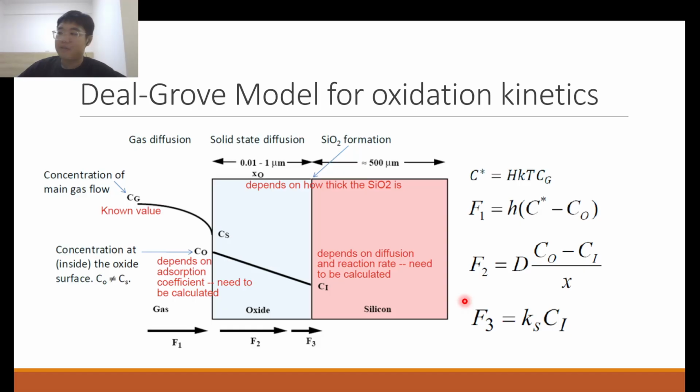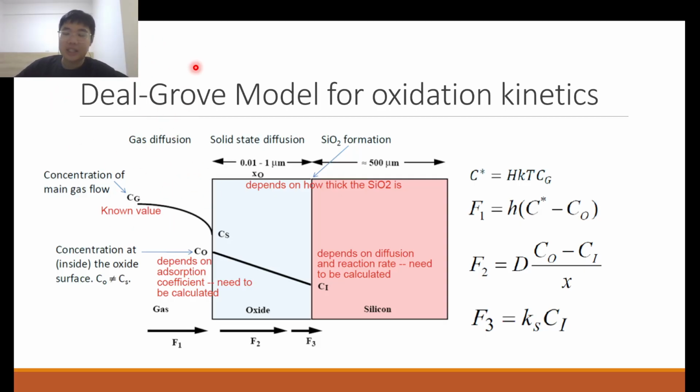Okay, so now I'll cover the Deal-Grove method for oxidation kinetics. I won't cover the derivation, I'll just cover the general idea of the model, because I think it's important to know the idea of the model to be able to appreciate the trends and the relationships that are introduced later. So let's say you have a certain source of gas.